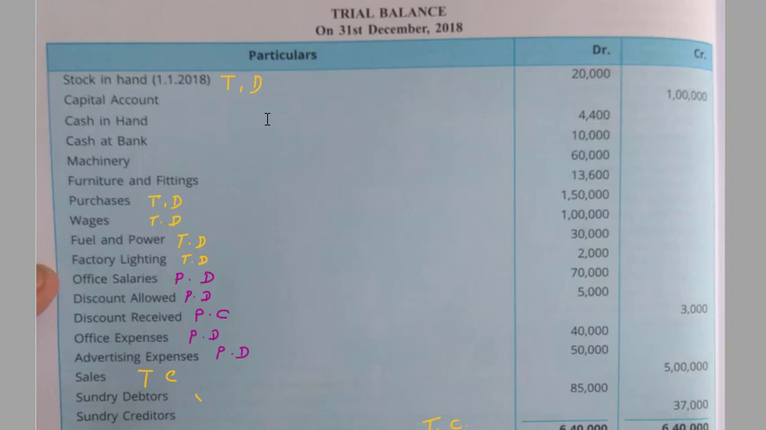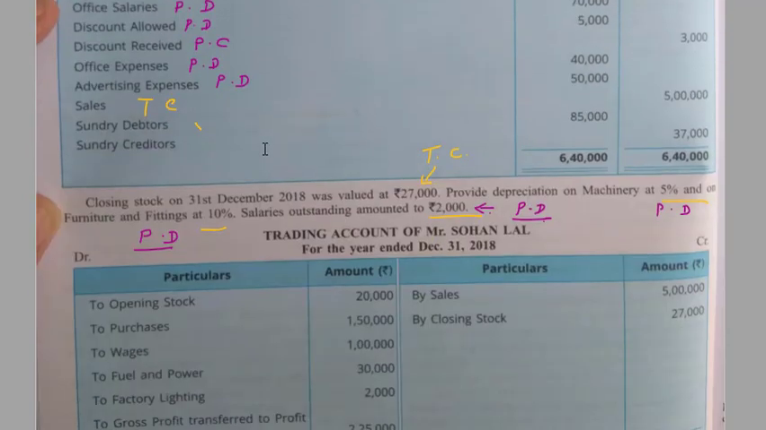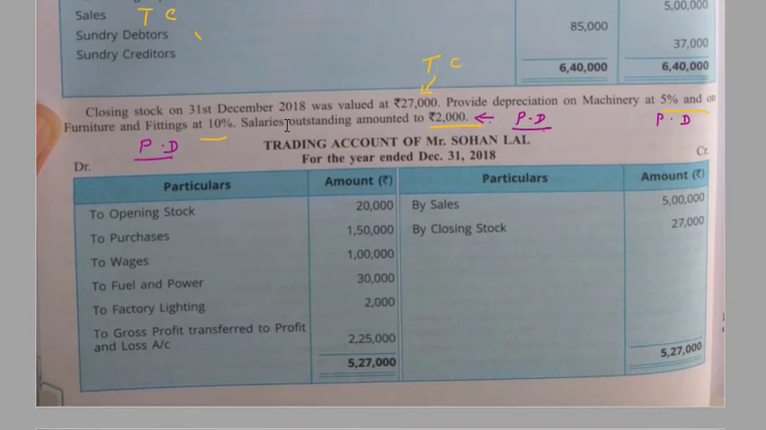Once you mark like this with a pencil, it is easy for you to prepare the trading account and profit and loss account. So let us first begin with the trading account of Mr. Sohan Lal for the year ended December 31st, 2018.